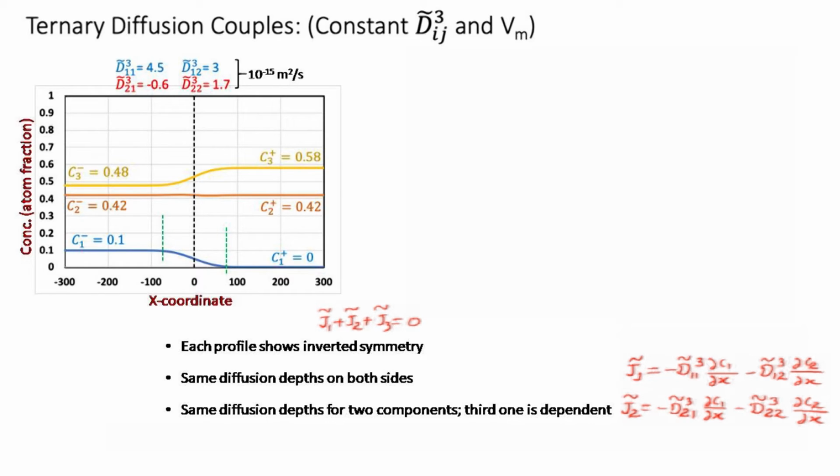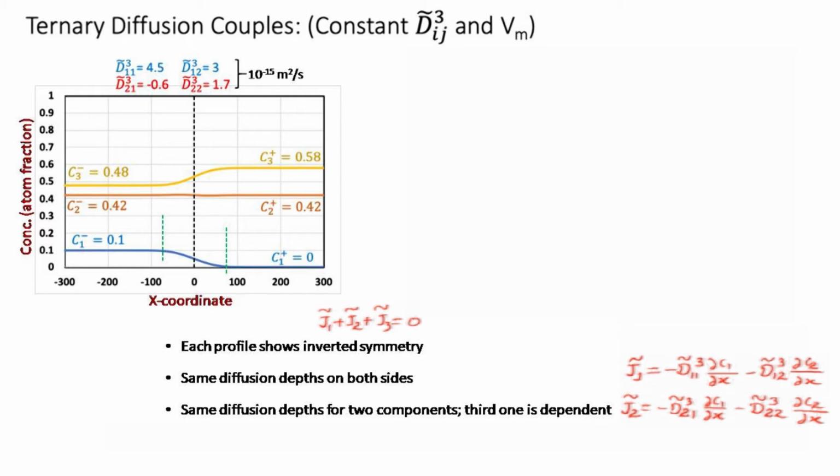However, in a ternary couple we may expect a maximum and minimum on one or more profiles, which denotes the presence of a field diffusion. We will see that in a later slide, but now let us see what happens if I change the main interdiffusion coefficient.